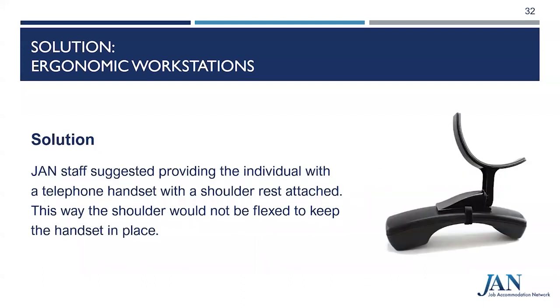As the headset option was not helpful, the JAN consultant suggested a telephone handset with a shoulder rest attached. This way, the individual can use the phone in the same way that they're used to using it, but the shoulder rest would allow them to not have to flex their neck or shoulder to hold the phone in place. Now, I'll turn things back over to Julie again so she can review some general accommodation options for pain with you all. Next slide, please.